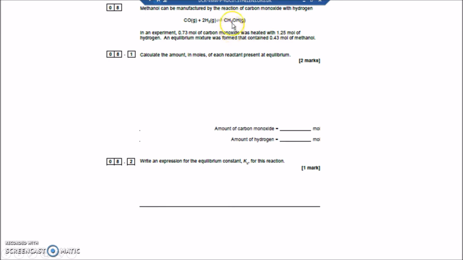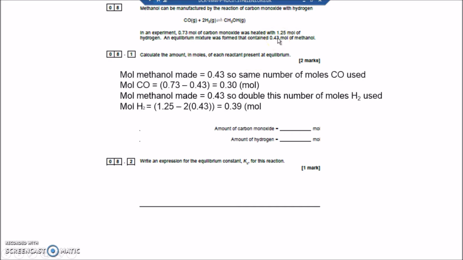When I make 0.43 moles of methanol, because 1 mole of carbon monoxide makes 1 mole of methanol, I must need 0.43 moles of carbon monoxide to make that 0.43 moles of methanol. So the amount of carbon monoxide that I've now got is what I had initially, 0.73, take away 0.43, which is 0.30. Everything here is to 2 significant figures, so I've put these to 2 significant figures as well.